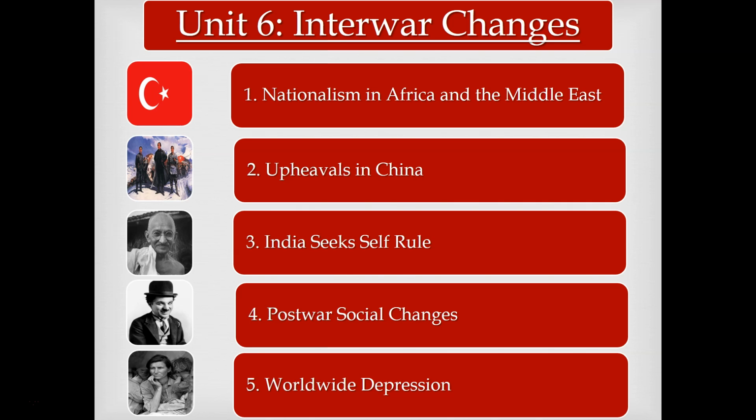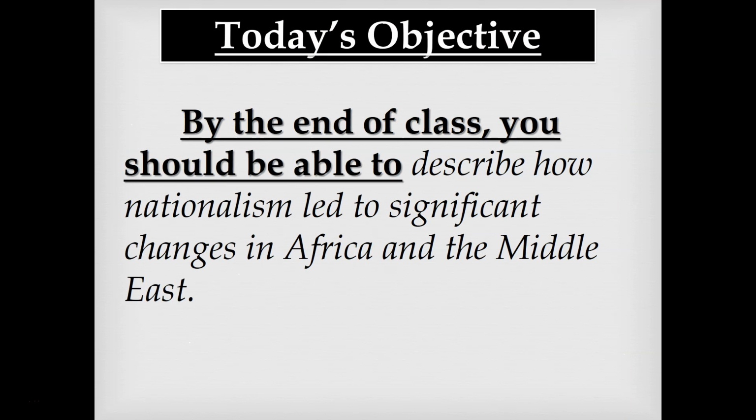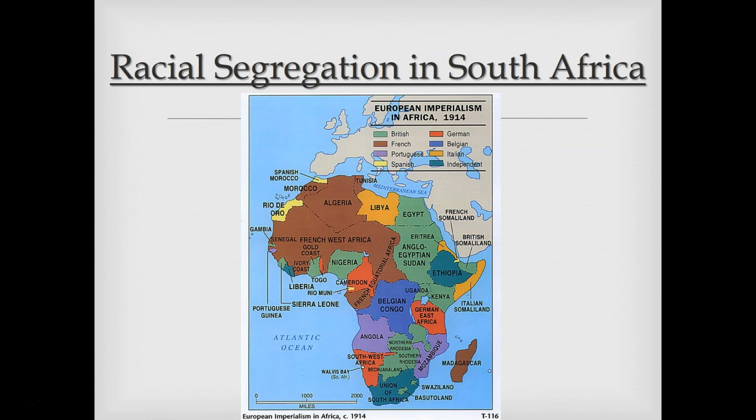So here's a little bit of a preview of what we're going to cover in this unit. We're going to look at how Africa, the Middle East, China, and India are all changing. And we're also going to focus on the Great Depression and some big social changes going on between the wars. Today, however, we're going to focus on the role of nationalism, and we're going to apply nationalism to Africa and the Middle East. So let's begin by looking at South Africa.